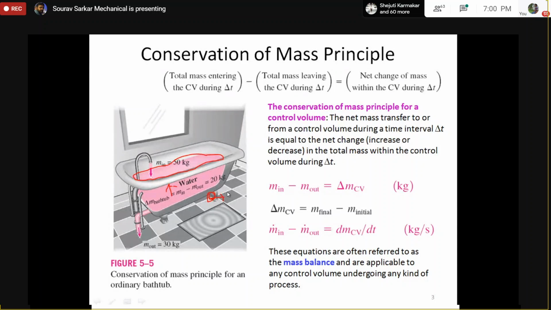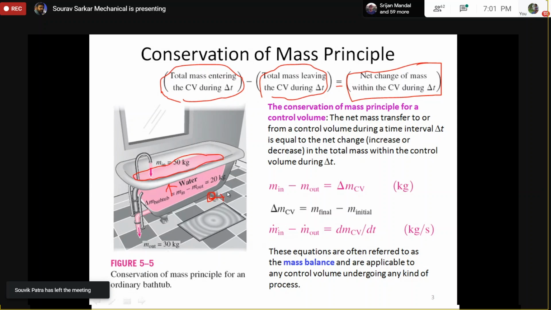Just like the small arithmetic problems in your class 6, 7, maybe the typical tap and outlet problems. So what is happening is that there is some m dot in, or total mass entering inside the control volume. Next, the total mass that is leaving the control volume, the difference is equal to the net change of mass inside the control volume during the delta t. So you can write down that the m dot in, the mass which is coming inside, minus the mass which is leaving the system is basically the rate of change of mass of the control volume.